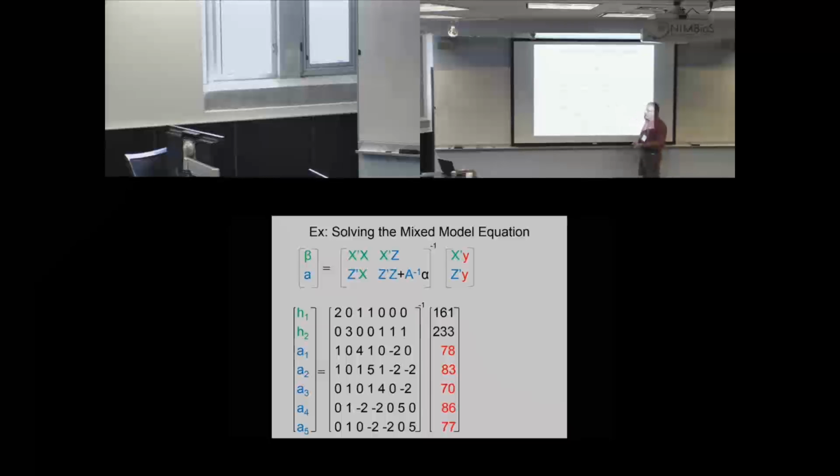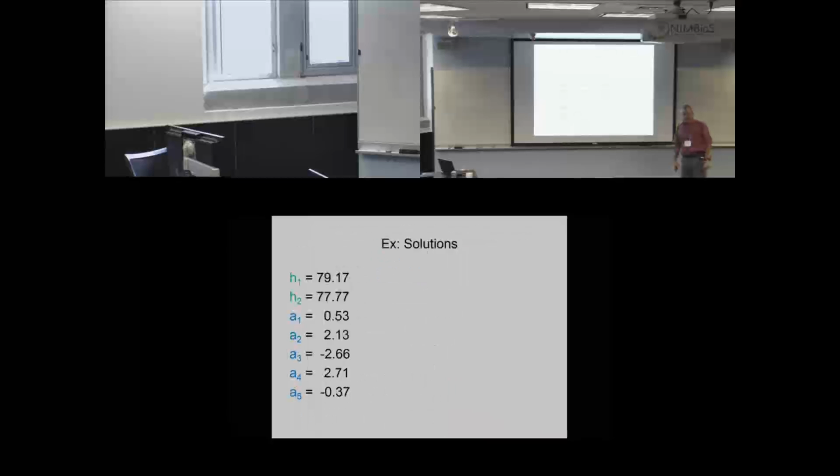Okay? And then you do the inversion and the matrix to vector multiplication, and you come out with a bunch of values. So you get the regression coefficients for the two herds, and you get the additive values for each of the individuals in the population. Okay. Any questions? Just a comment.